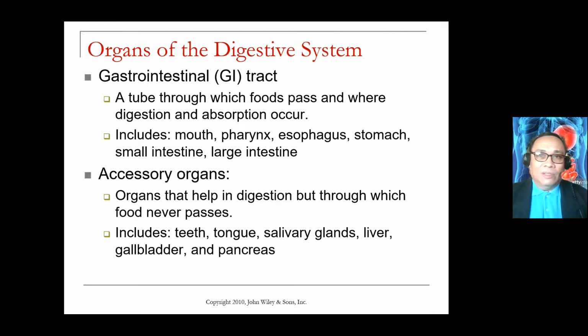Another group of digestive organs are classified as accessory organs. They are called as such because they are not situated along the gastrointestinal tract, but they also help in digestion, but this is where the food never passes. It includes the teeth, tongue, salivary glands, liver, gallbladder, and pancreas.